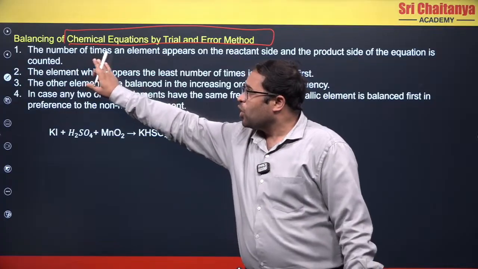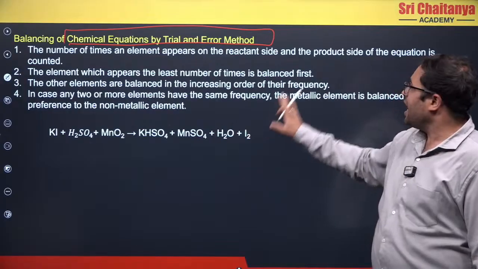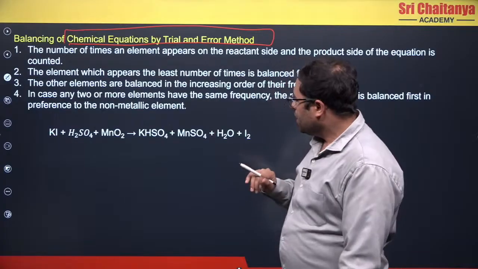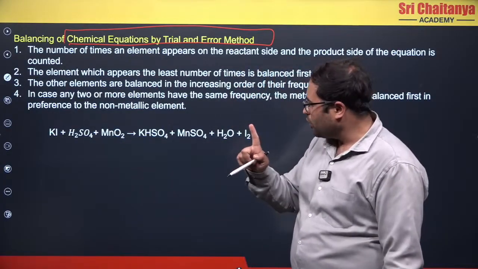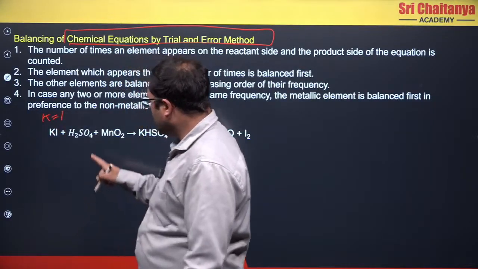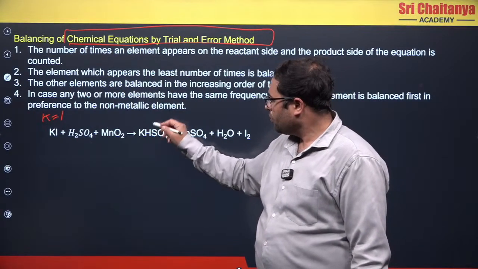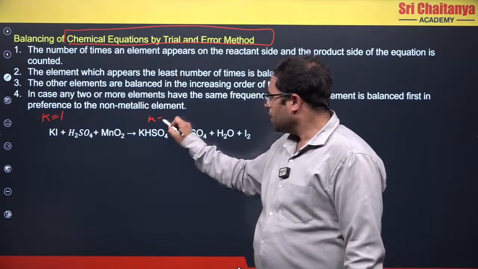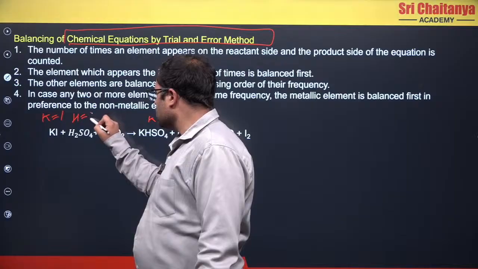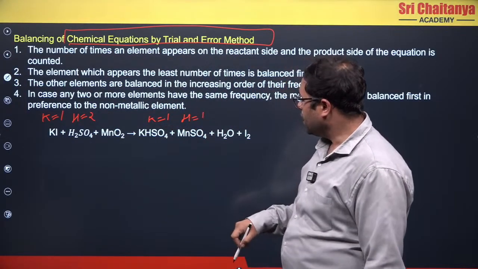The first step is to count the number of times an element appears on the reactant side. This is the reactant side, this is the product side, and the product side of the equation is counted too, right? So now you count. Here you have how many potassiums? 1 potassium. Here you have 1 potassium. So your potassium is equal to 1 here. Hydrogen how much? 2. Here also 1 potassium. Hydrogen how much? 2 hydrogens here. So you will say that hydrogen is 2, right? Here how many hydrogens? Hydrogen is 1, right?